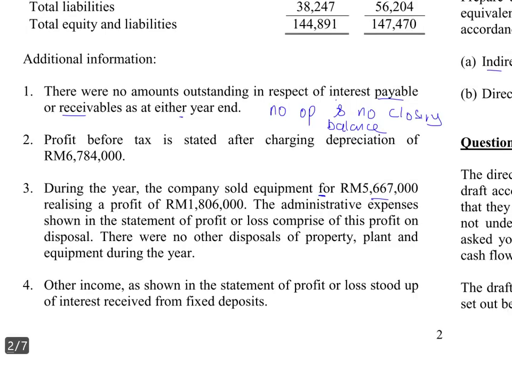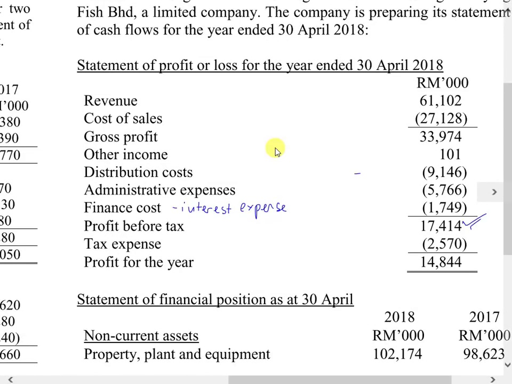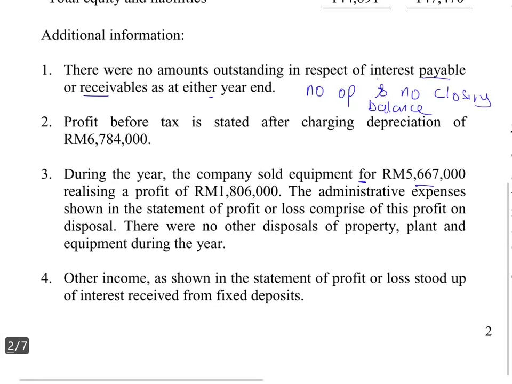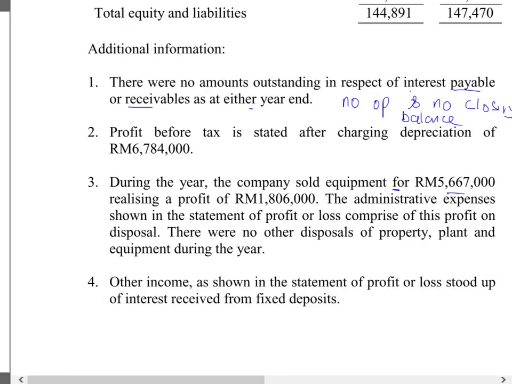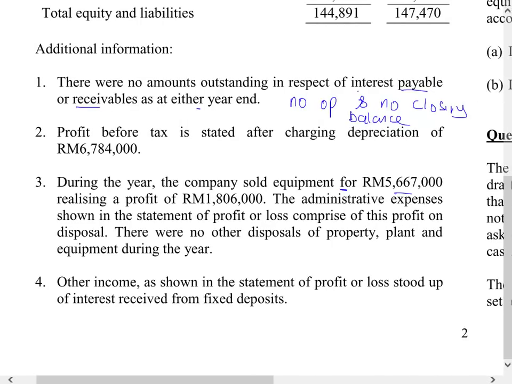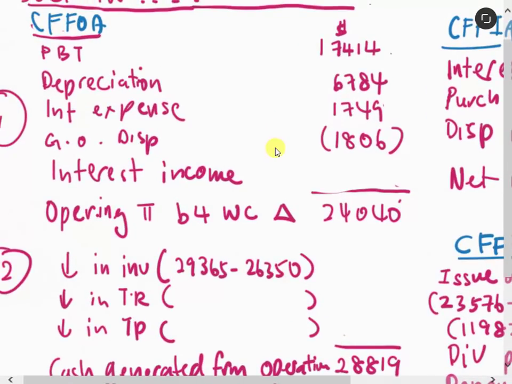Note 4. Other income 101, as shown in the SPL, consists of interest received from fixed deposit. You receive interest from fixed deposit. Interest income 101. Must we adjust? Interest expense adjust. Interest income adjust. 101, plus or minus? Income we must take it out. Gain on disposal, take it out from your profit.